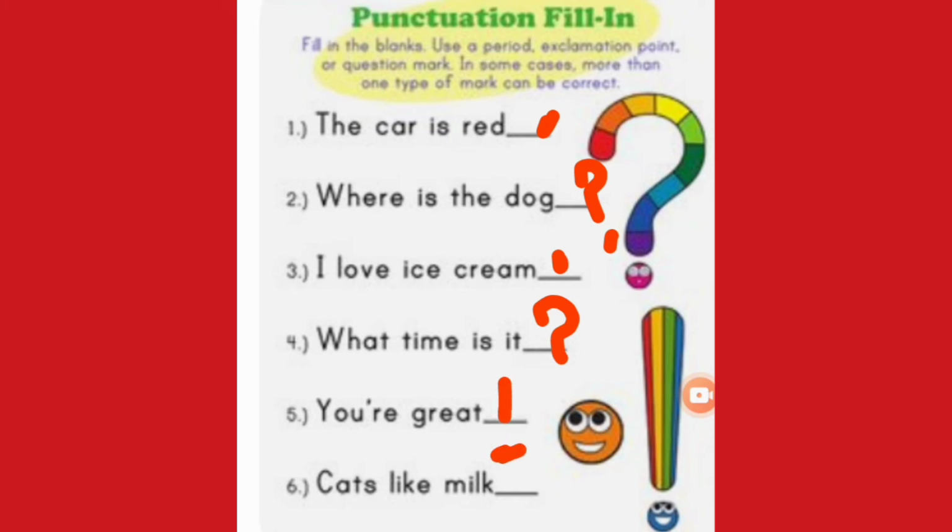And the last one is, cats like milk. So this is a simple sentence statement. So we just have to put a full stop here. So this was the first worksheet. Now let's do the second one.